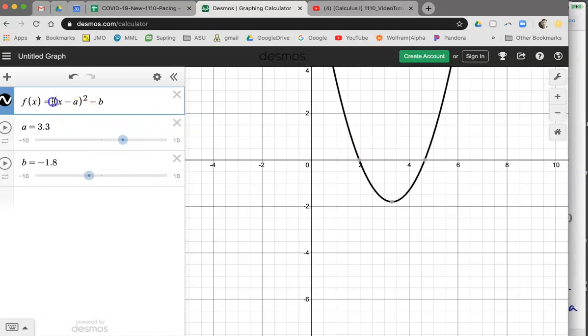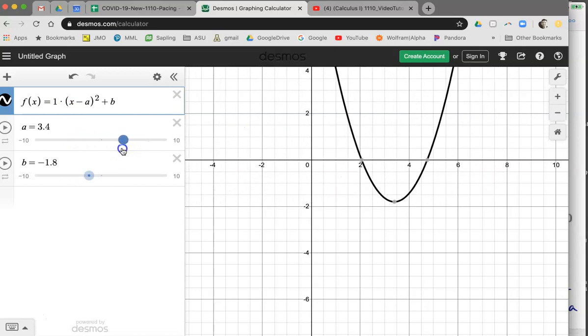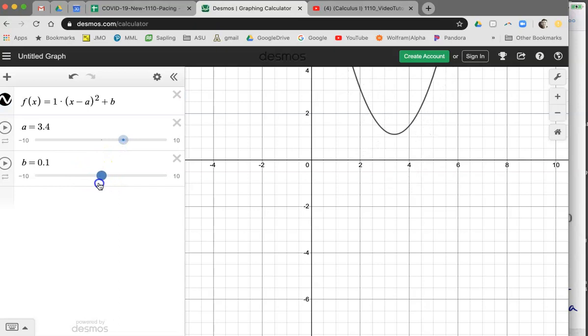That is because there is a 1 in front here. That 1 will make sure the parabola is always opening upward, because 1 is always positive. We can see a is shifting the left and right position of the parabola, and b is controlling the up and down. So even though b is moving the parabola up and down, it is not changing the location of the critical number. It's not changing where this parabola has a local minimum.